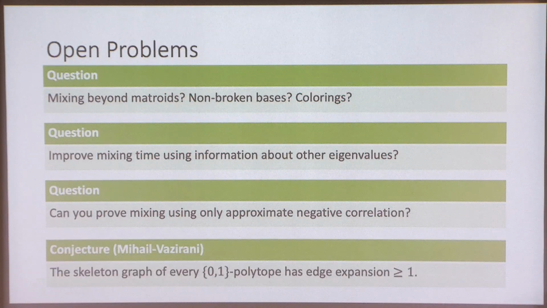The last thing I want to mention is the full Mihail-Vazirani conjecture, which says that if you have any 0,1 polytope, so the vertices of your polytope have coordinates with only 0s or 1s, then the skeleton, the graph obtained by connecting your vertices, also has edge expansion at least 1. What we proved earlier was that for matroid polytopes we have edge expansion at least 1. But the full conjecture for 0,1 polytopes is still open.